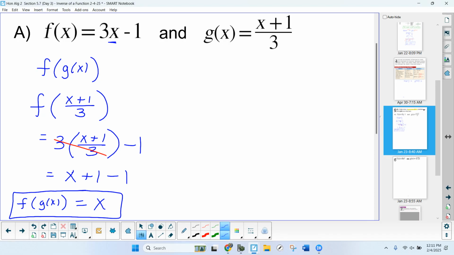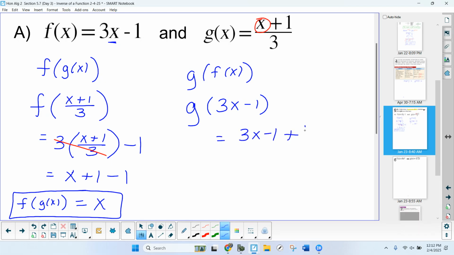Now we've got to show that g of f of x is x. So now we're going to do g of, what's f of x? 3x minus 1. So now you're going to put 3x minus 1 in there. That gives me 3x minus 1 plus 1 all over 3. I just put 3x minus 1 in for x, plus 1, all divided by 3.